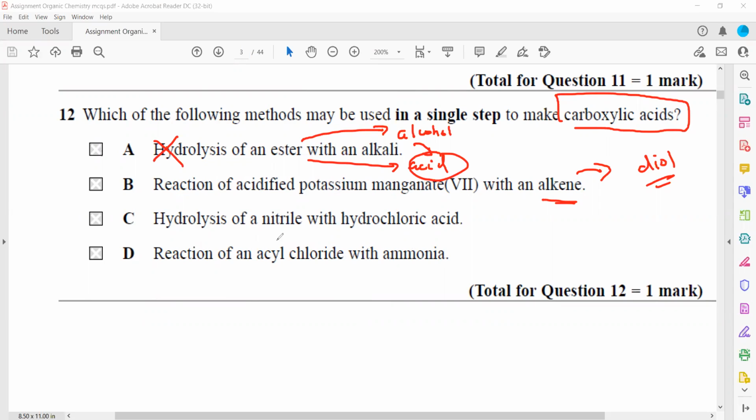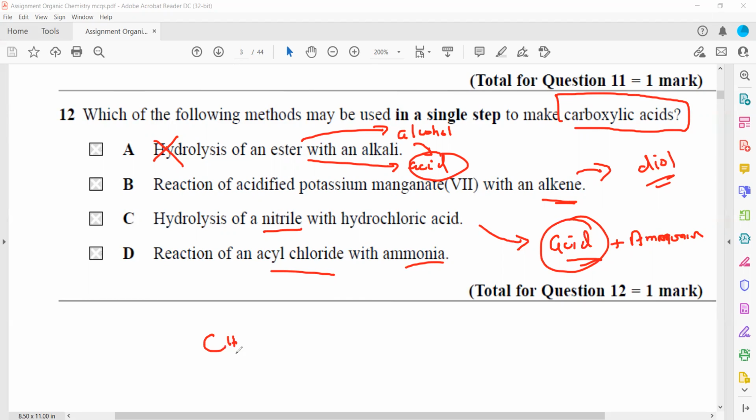The third one, hydrolysis of the nitrile group. When we do hydrolysis of these nitrile groups, what will be produced? It will produce carboxylic acid and an ammonium salt. So because the carboxylic acid is there, in a single step we are able to produce this carboxylic acid. Then the reaction of acyl chloride with ammonia.